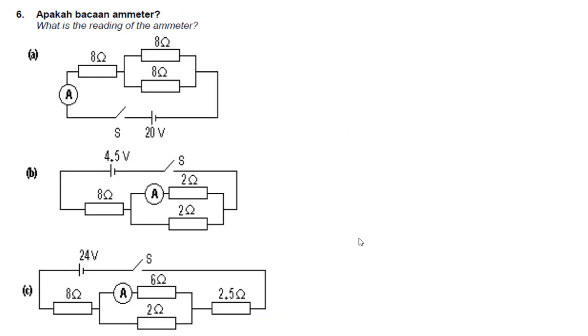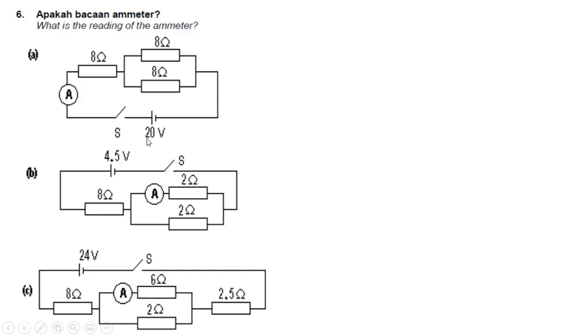Okay, now we have a complicated circuit. Let's try to solve the problem. The question asks you the reading of the ammeter, and here is the total current flow, big I. So we have to calculate by using the formula V over R.